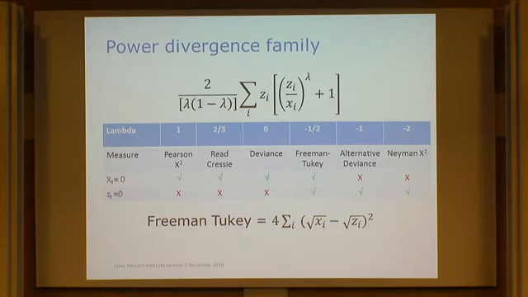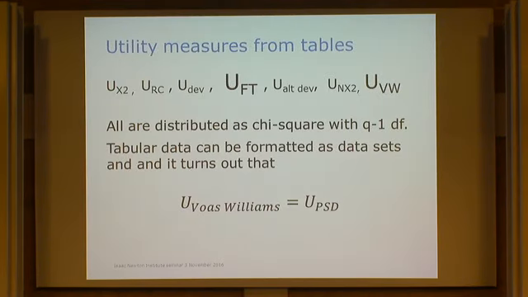Anyhow, that's our next option. That increases the number of utility measures we have. We've got all of those ones that we could take from the power divergence family. Notice that the Voas and Williams is not actually a member of the power divergence family because it's got this average on the bottom. All of these statistics are distributed as chi-squared with q-1 degrees of freedom asymptotically.